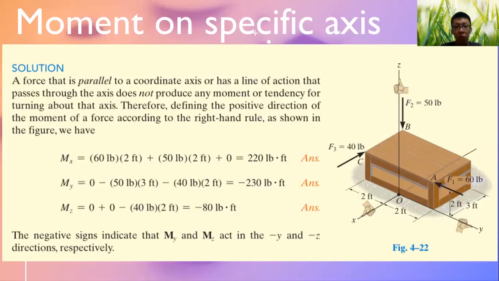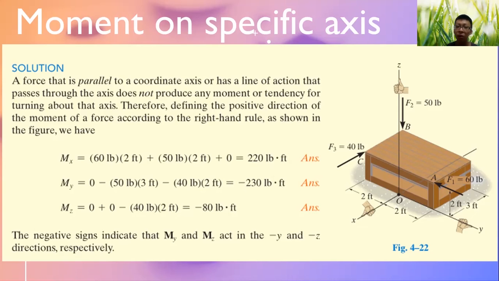So now we'll go to moment about a specific axis. For moment about a specific axis, it will be a bit different from the example I have shown previously. Sometimes an object can only rotate about a specific axis. In this case, we call it moment about a specific axis. As you can see in the question, there are three axes, and you can see the rectum there. The rectum is quite important in this case. So let us see one by one.